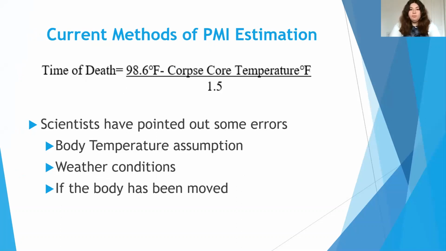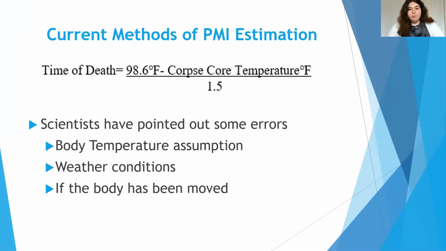So the current method of postmortem interval estimation is using this time of death equation, which is shown on screen. The time of death equation is time of death equals 98.6 degrees Fahrenheit minus corpse core temperature in degrees Fahrenheit, over 1.5. And more oftentimes than not, the PMI does use the corpse core temperature as opposed to the forehead temperature because it's a more accurate measurement of the body's internal temperature.